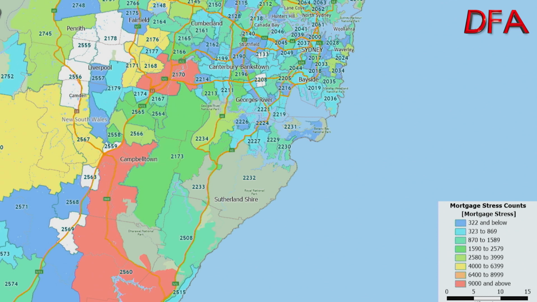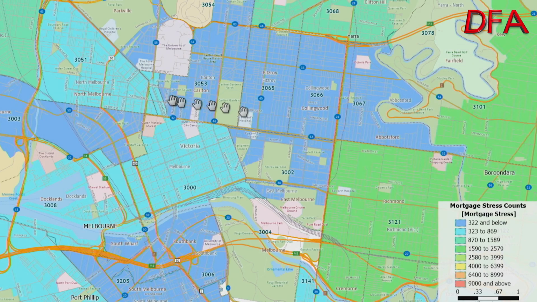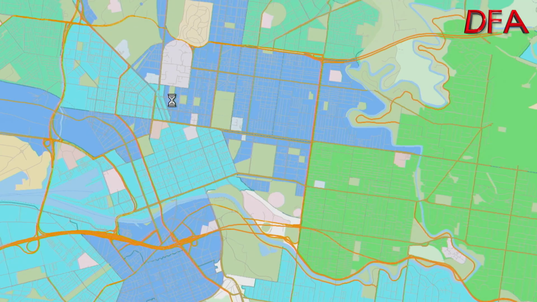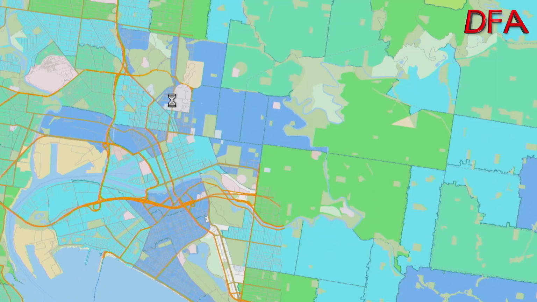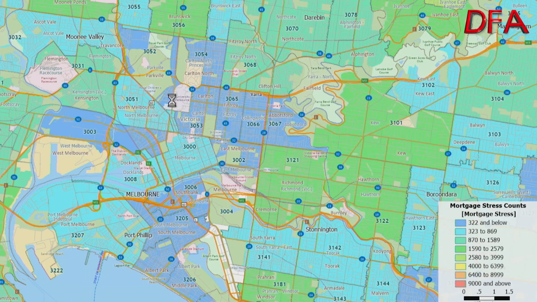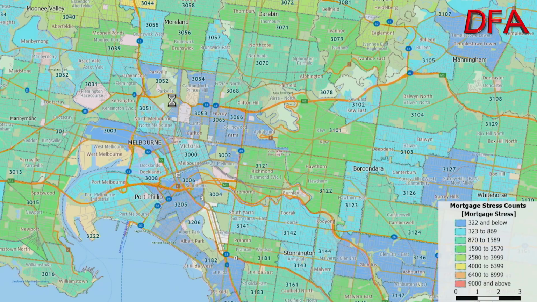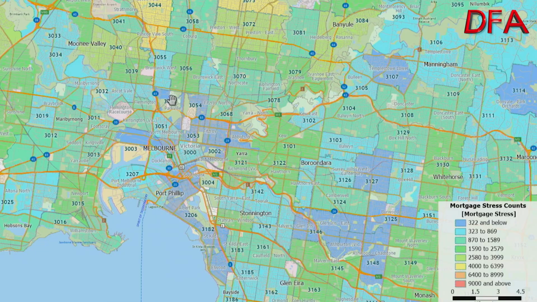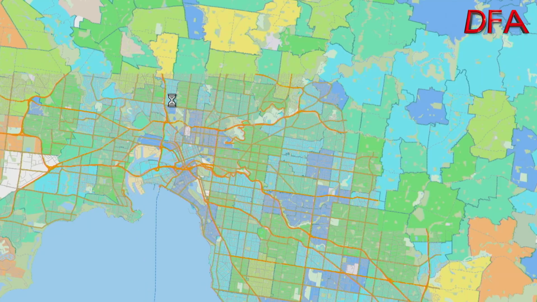There's a few interesting areas there, but this Western Sydney swathe is where a lot of the issues are. If I then go to Victoria, so let's put in 3,000. Okay, and again, pull out a bit in the same fashion. You can see that in the centre of Melbourne, mortgage stress is not too bad, but as you pull out, you get some of those outer lying areas, some of the new development suburbs, where a lot of the issues are.